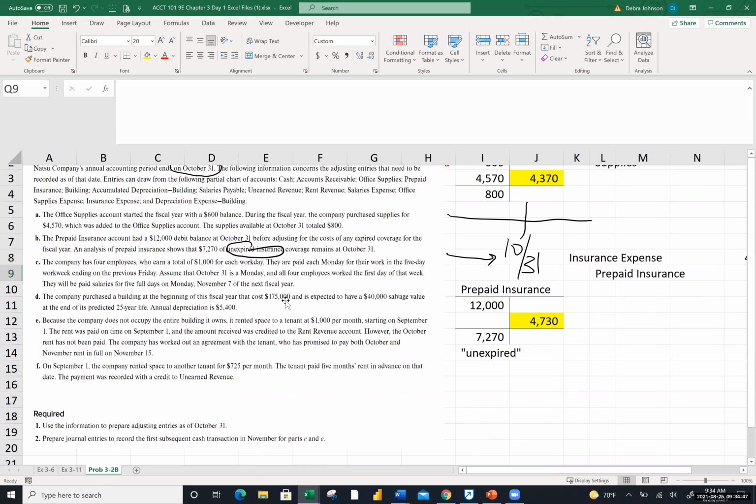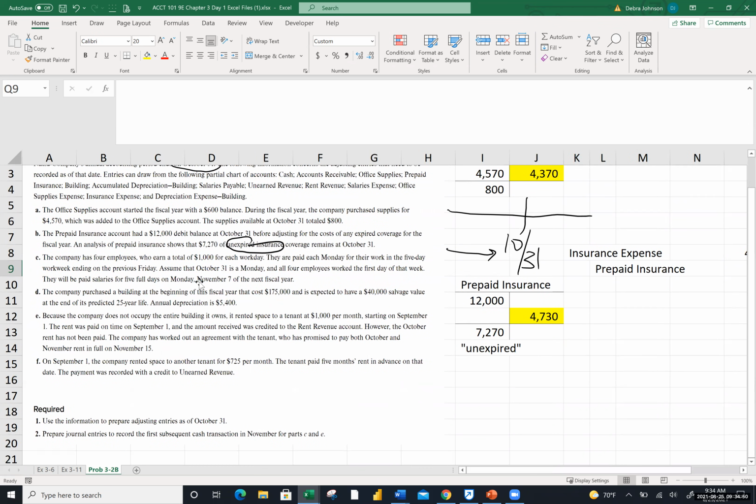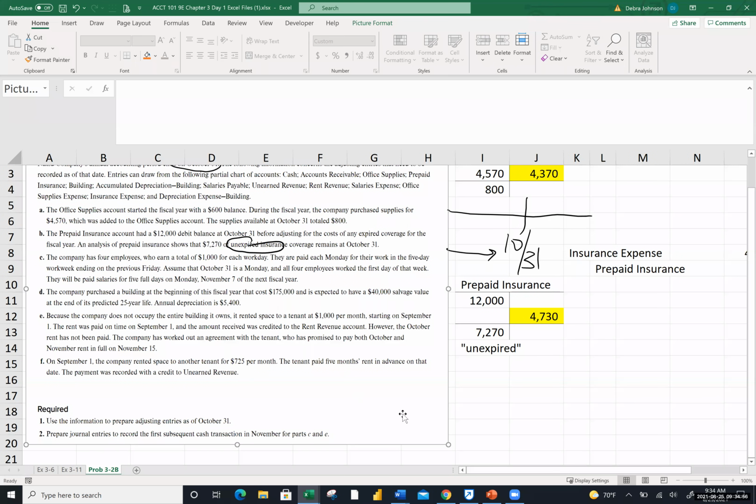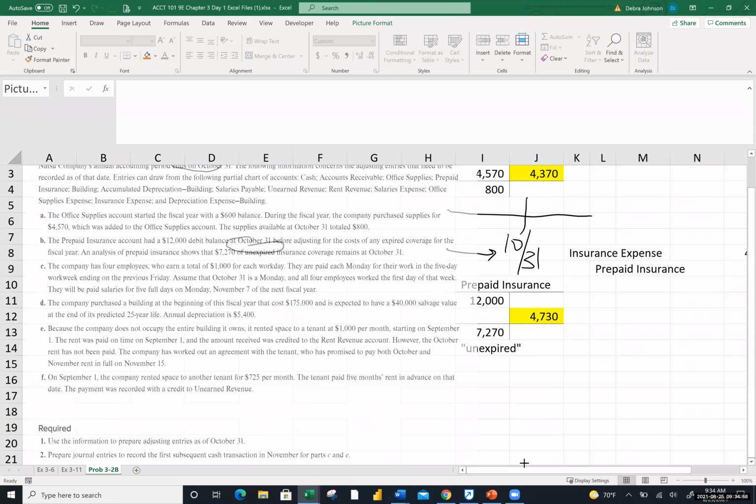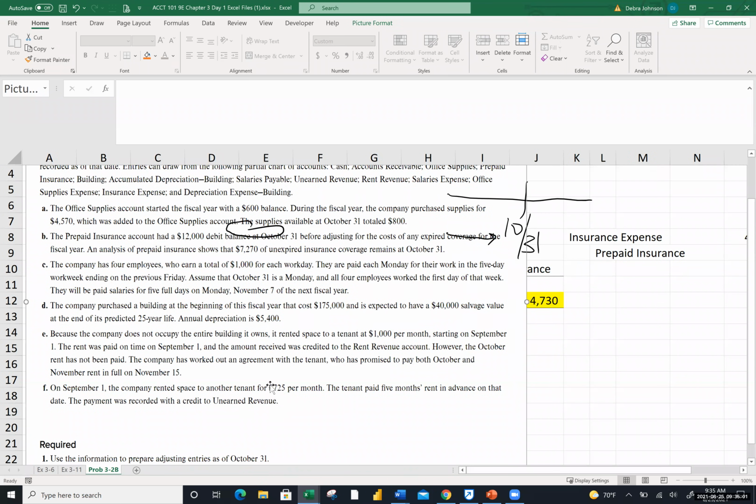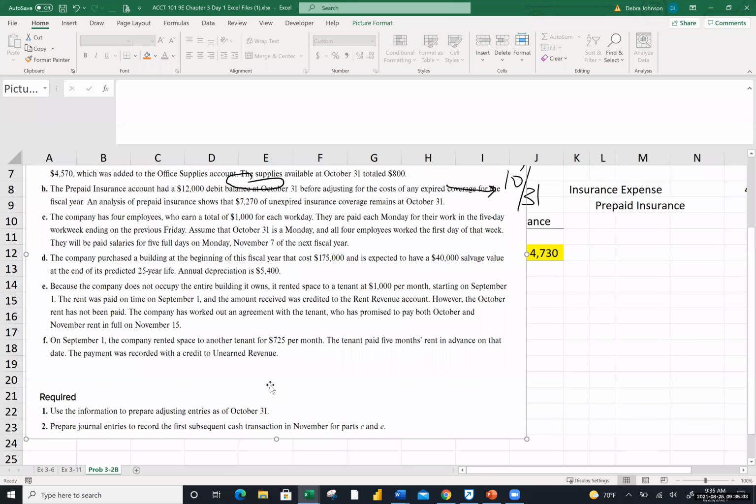Letter C. I remember this one causing a problem, so we'll have to read it really carefully. Letter C, and if you guys have problems reading that, let me make it bigger while we read it. The company has 4 employees who earn a total of 1,000 for each workday. Okay, so 4 employees together, all 4 of them earn $1,000. They're paid each Monday for their work in a 5-day work week ending on the previous Friday.